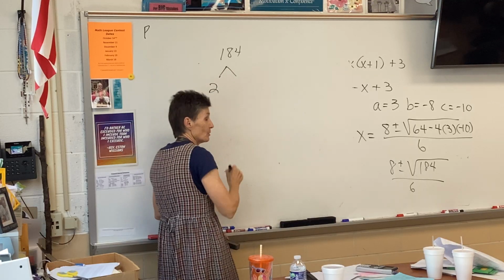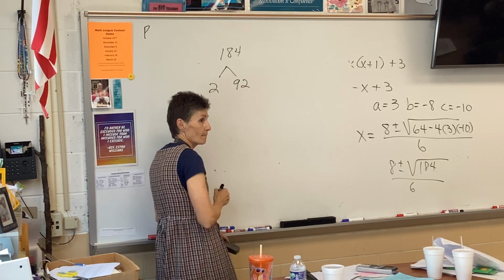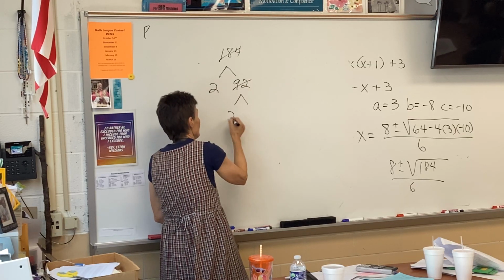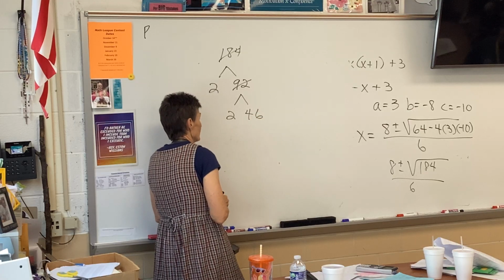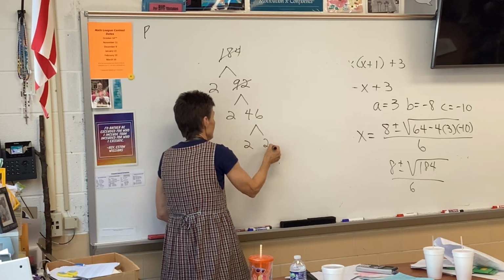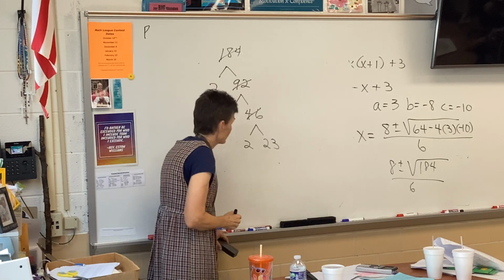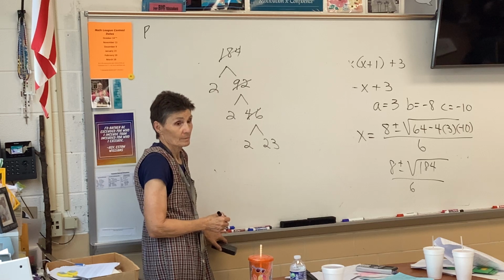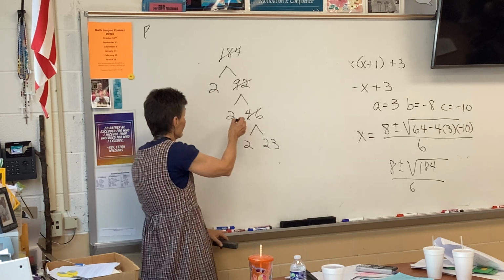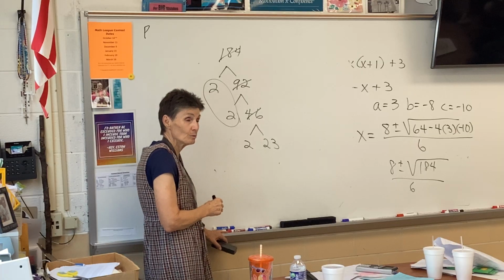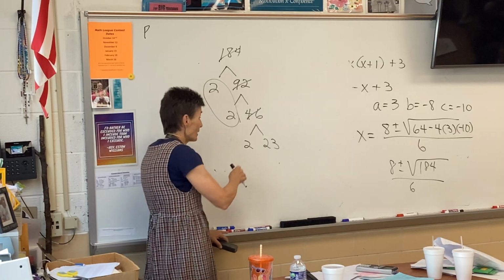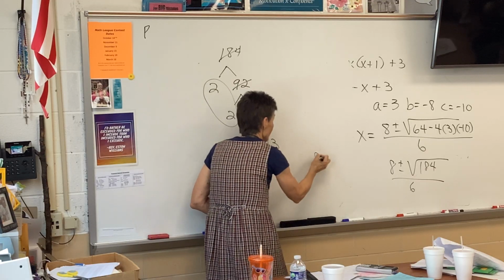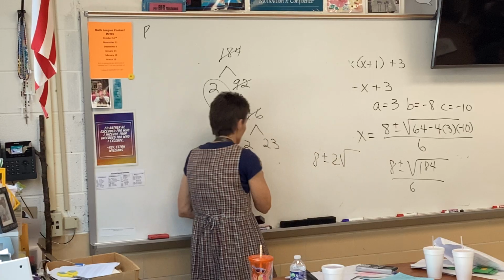I know 2 will go into it. 92 is even, so I know 2 will go into it. 46 is even. 23 is not even, or anything. So when I reduce it, I look for 2 of something, so I have 2 2s. I only have 1 more 2 and 1 23, so that's going to become 2 root 46.